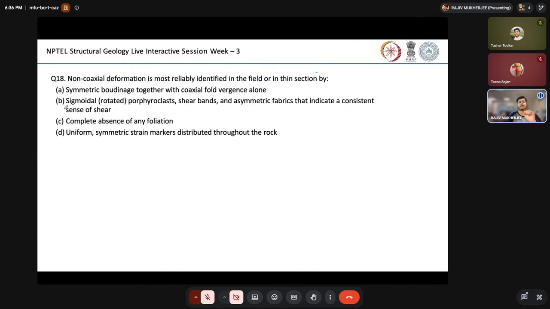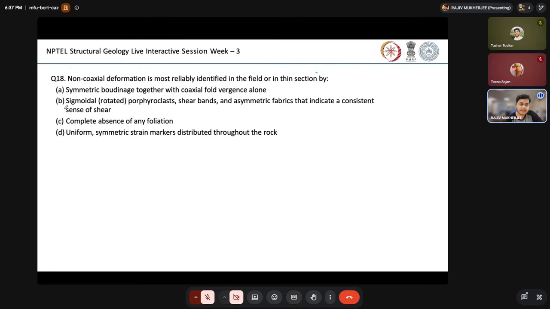Okay, now question number 18. Non-coaxial deformation is most reliably identified in the field or in thin section by symmetric boudinage together with coaxial fold vergence along, sigmoidal porphyroclasts, shear bands, and asymmetric fabric that indicates a consistent sense of shear, complete absence of any foliation. Option D, uniform symmetric strain markers distributed throughout the rock.